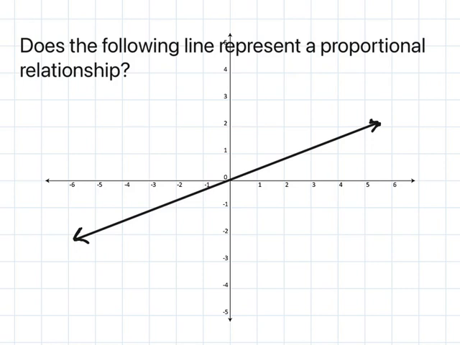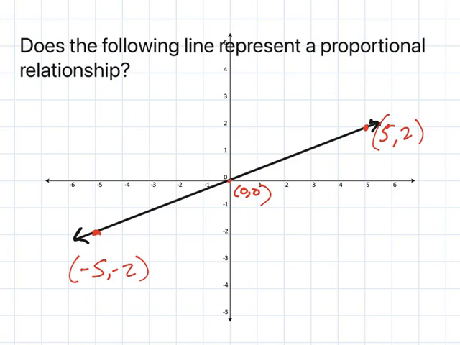This here is a straight line. I can see this point over here, -5, -2, crosses the origin at 0, 0, and then I have a point up here that is 5, 2. It's a line, crosses through the origin, therefore it is proportional.